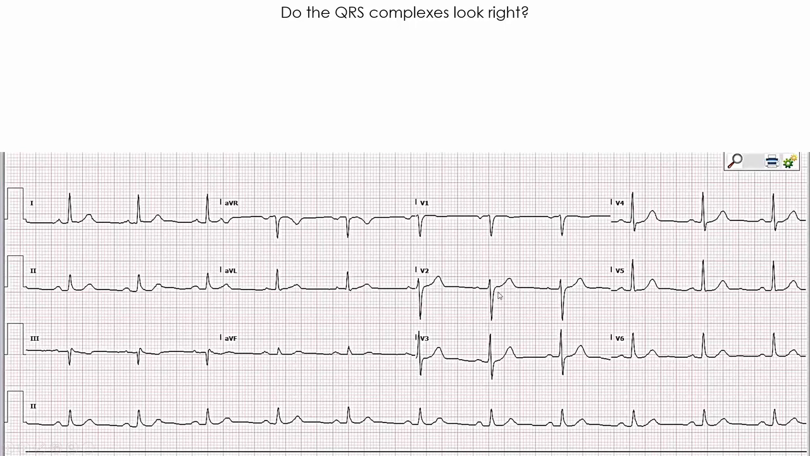And that means that our ST segments and T waves, whatever we see when we look at those later on, are going to be primary changes. They're not going to be affected by our QRS complex. All right, so we're happy with width. Next, we're going to look at the height. Again, this comes more with practice, but these look like normal-sized QRS complexes.